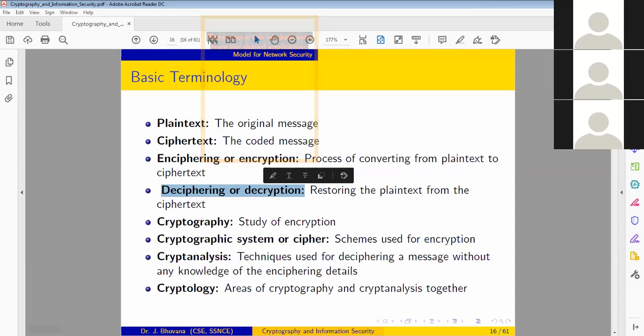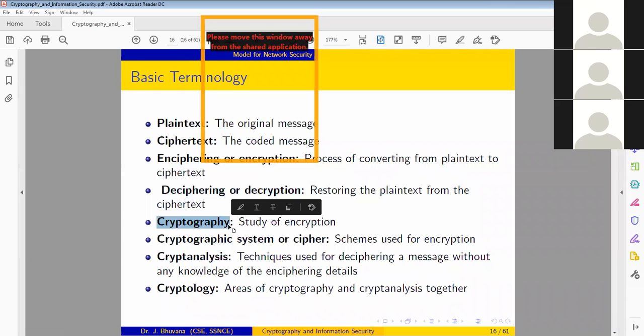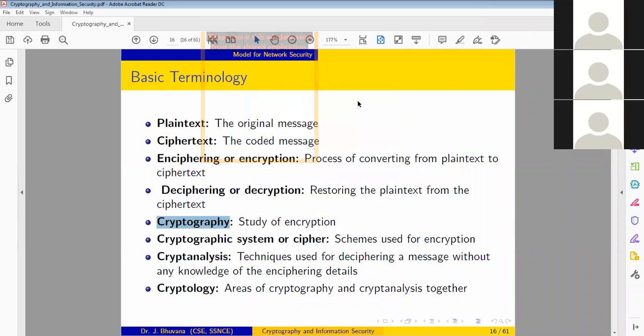What is deciphering? It is the reverse transformation that happens on the received ciphertext in order to bring back the plain text. Okay, the study of encryption and decryption is called cryptography. Any doubt here? What is encryption and what is decryption? Do you want me to stop? Any doubt here until this point about what is encryption and what is decryption? No, ma'am. Okay.